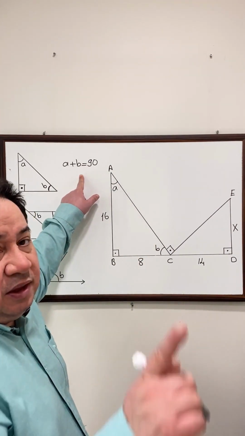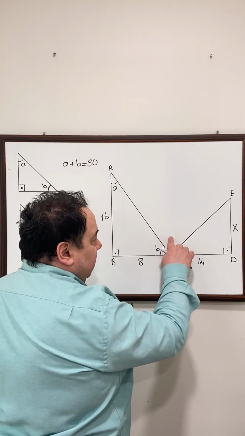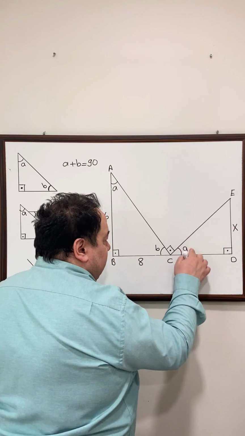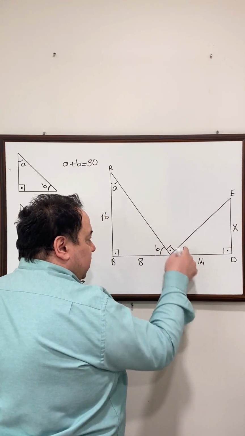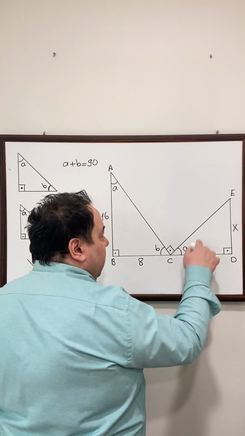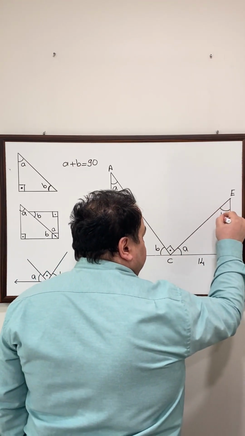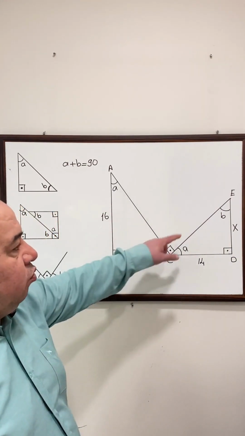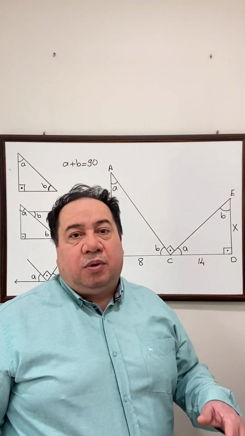Look, now if this is 90, what should this part be? It should be A. A, B, 90, another 90, 180. This is 90. Since this is A, then this part is also B. After finding the angles, we will make a ratio.